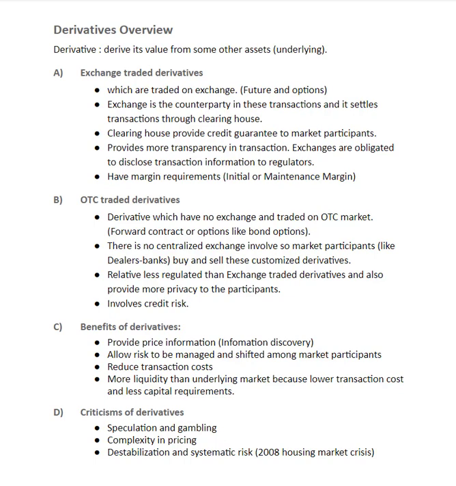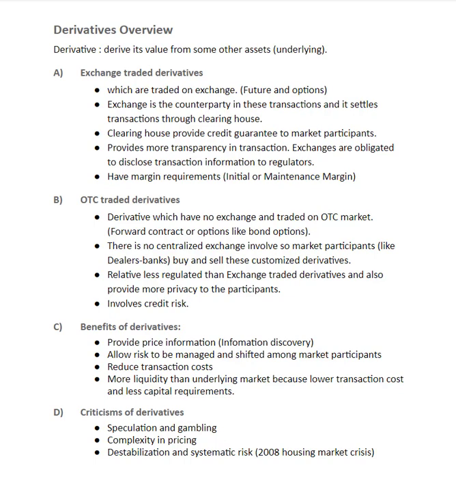There are benefits to these derivatives. Derivatives provide price information through information discovery. It actually helps in correcting the underlying price, and we can derive the derivatives price based on the underlying price. We're going to talk about it more. It allows risk to be managed and shifted among market participants.